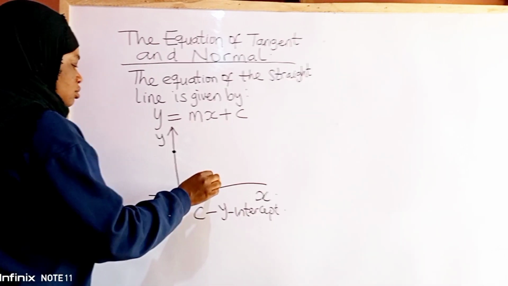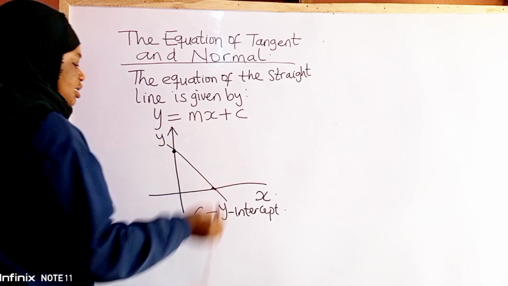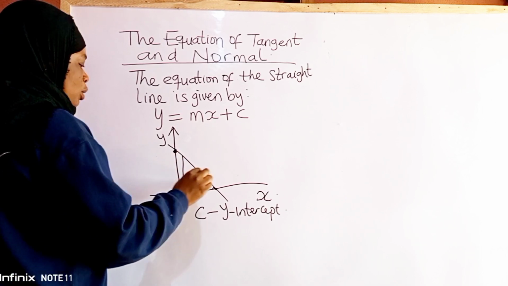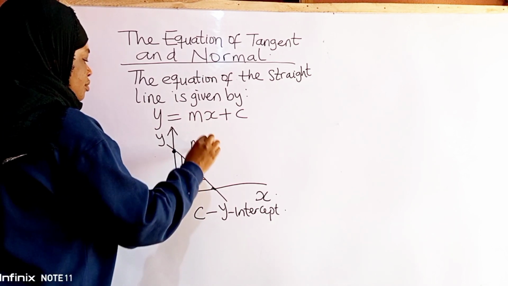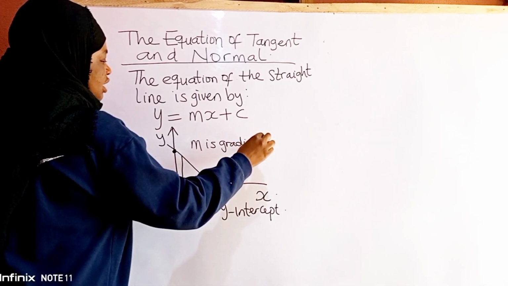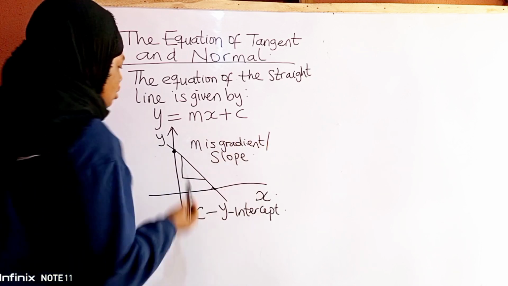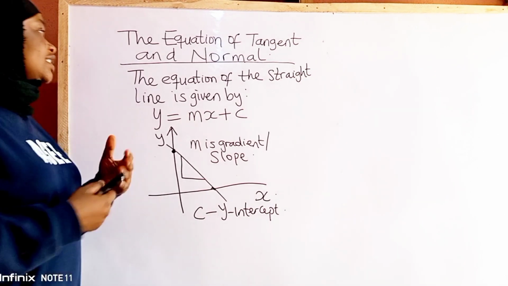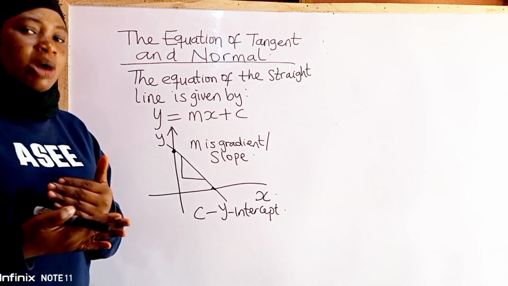If you now join the points on y and x together, then you can find the slope of this. So this m is known as the gradient, or you call it slope. Now, having understood this, you have to understand the equation of a straight line at a point a comma b as well.